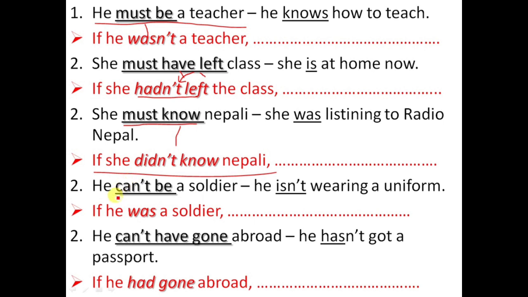Similarly here, he can't be a soldier. Let's see here, can't be is negative, therefore we can't make it negative in if clause, we change it into positive. Can't be, was, so if he was a soldier. He can't have gone abroad. Let's see, he can't have plus V3. So here, if he had gone abroad.